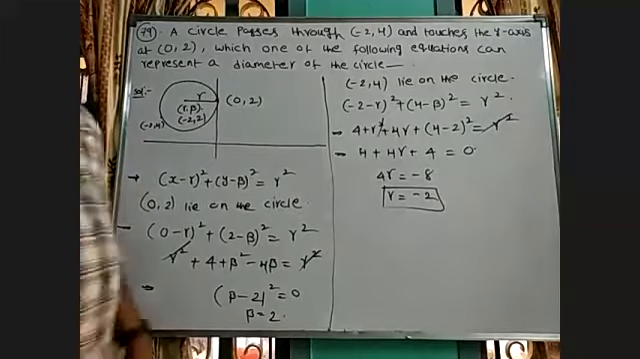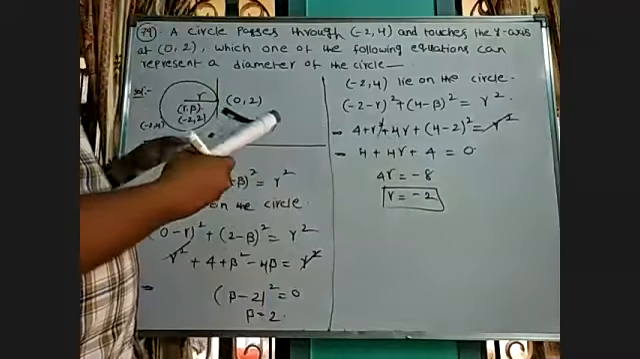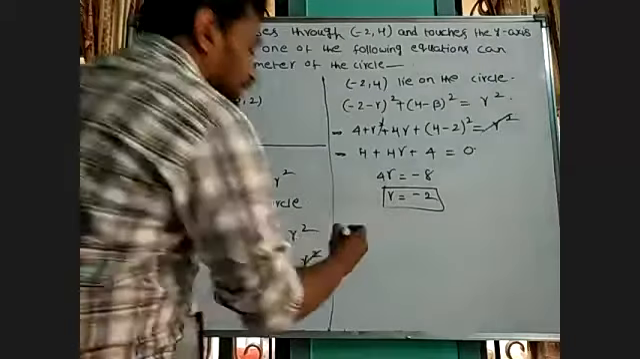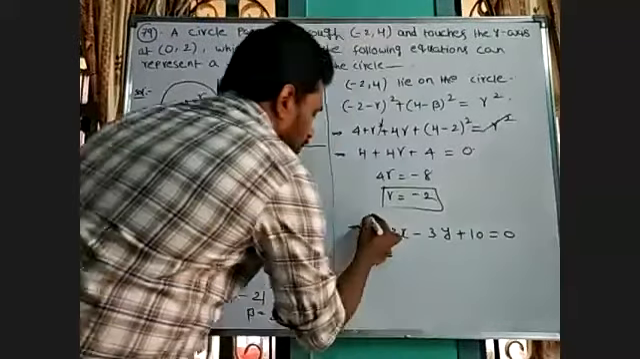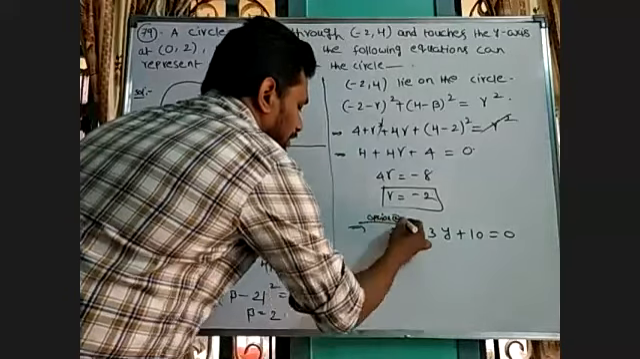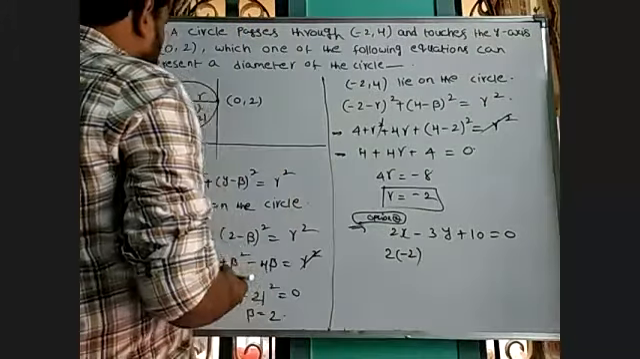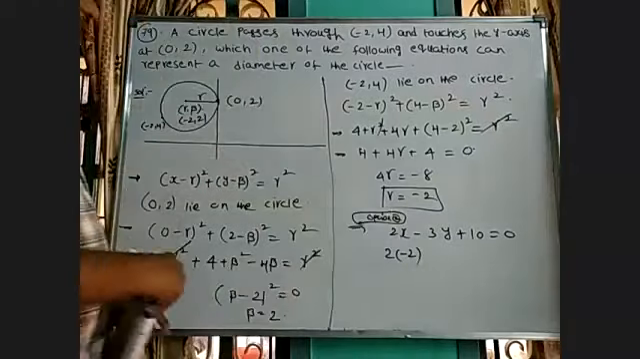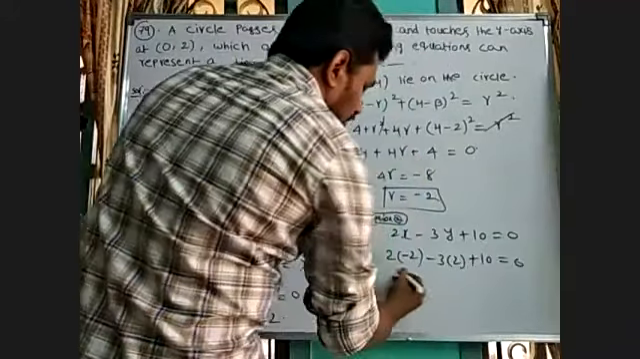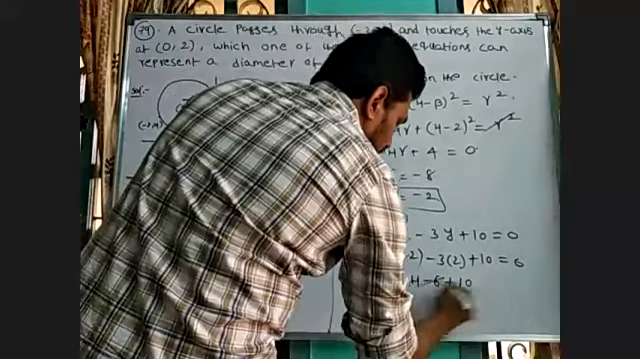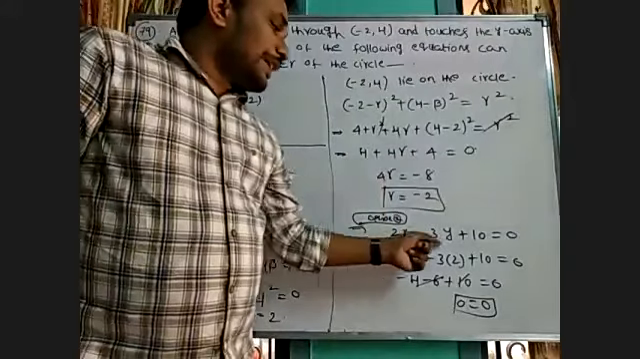Now there are options. If we substitute the center in the second option, we will get the answer. The second option is 2x minus 3y plus 10 equals 0. Substituting: 2 into minus 2, then minus 3 into 2, plus 10 equals 0. That is minus 4 minus 6 plus 10, which gives 0 equals 0. That's why option 2, 2x minus 3y plus 10 equals 0, is the answer. Write it.